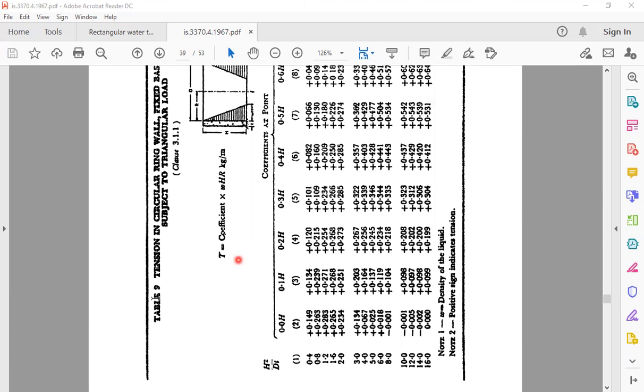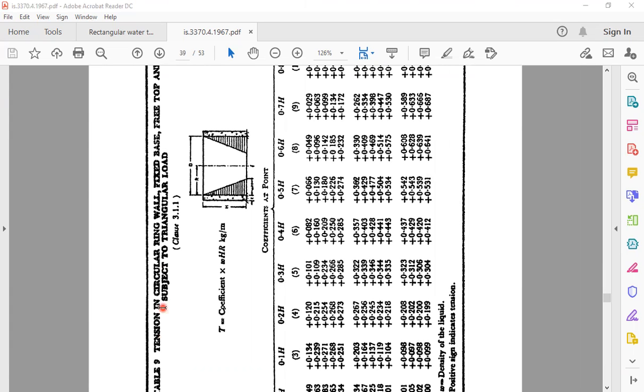Right? Now, from table number 9, we will study the tension coefficients with respect to the circular ring wall. It is for circular water tanks. From table number 9, we are going to study circular water tank design. Here we are going to calculate tension. Tension T is equal to coefficient into W into H into R, kg per meter. We'll see this later on.